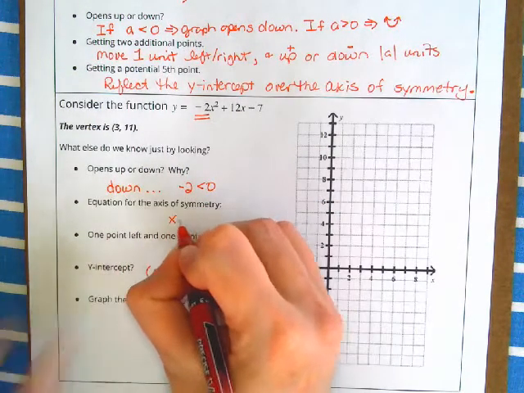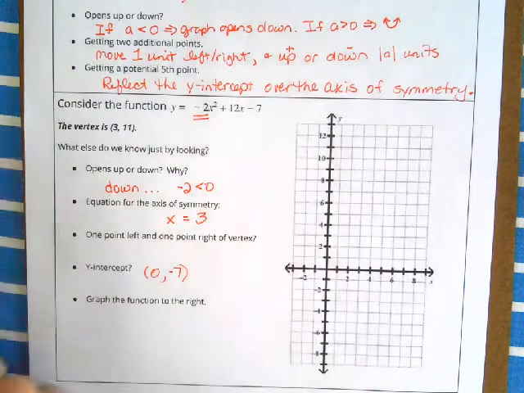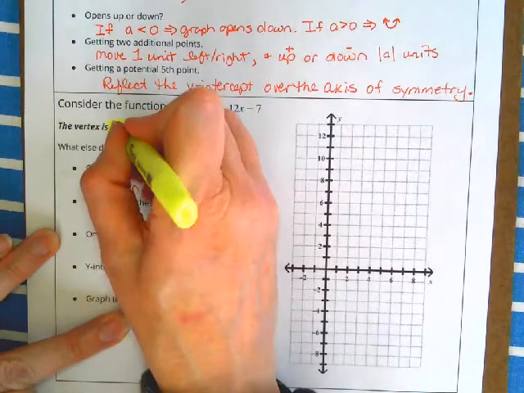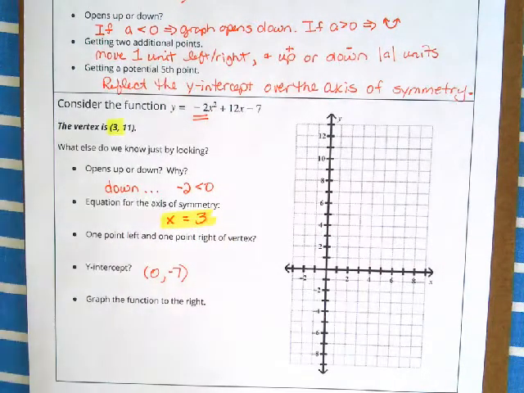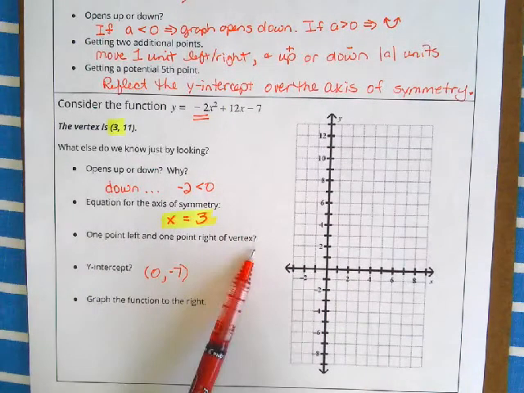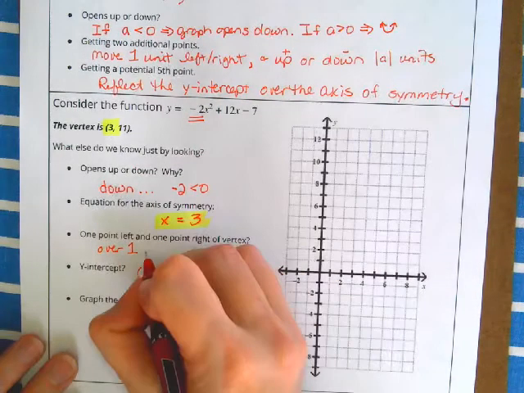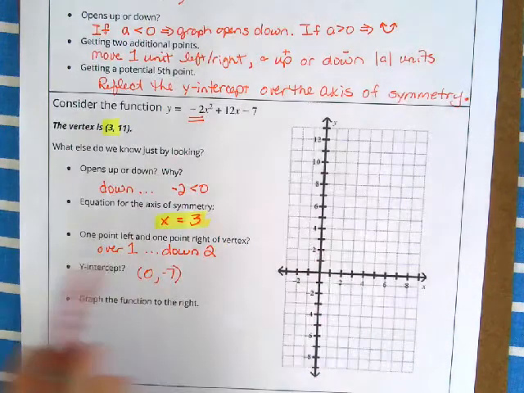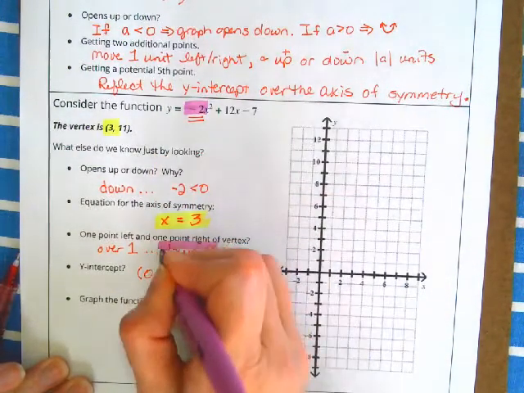The equation for the axis of symmetry is x equals 3. That comes from here. The axis of symmetry goes through the vertex. Since that's the x-coordinate of the vertex, that right there is the equation for the axis of symmetry. I'll talk about that more when we graph it. And what's 1 point left and 1 point right? We want to go over 1 in each direction. And in this case, we're going to go down 2, down 2 because of this -2 right here.